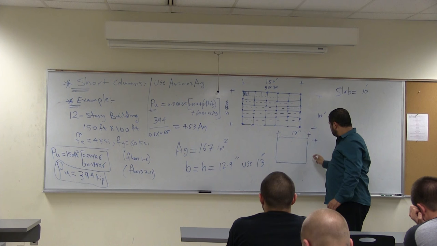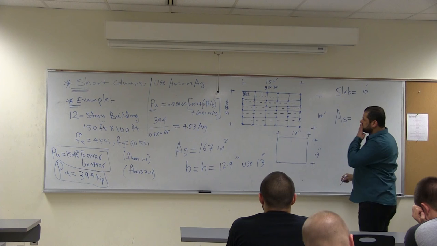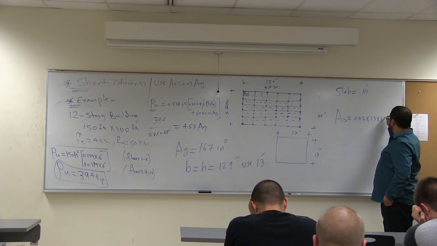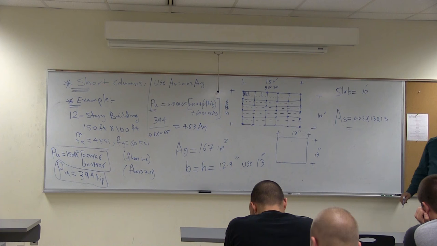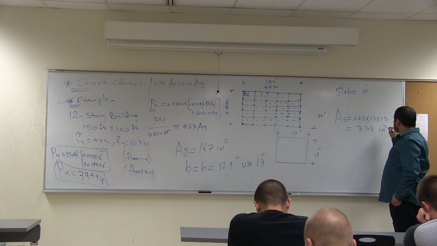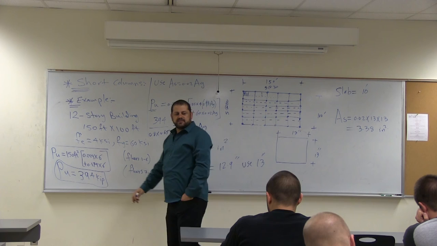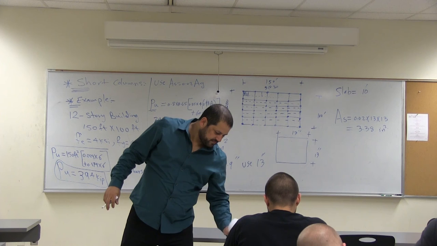What's the required As now? 0.02 times 13 times 13. How much? 3.38 inch square. Go get me bars, guys. Go get me the best combination of bars from table one, or table one will not help you. This will help you. How many bars do you need from each to get that?